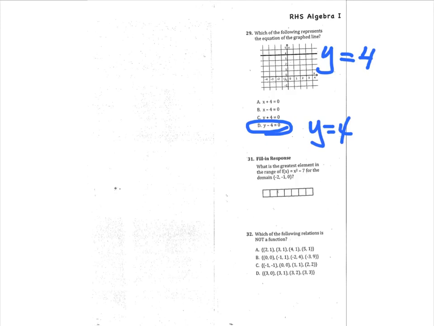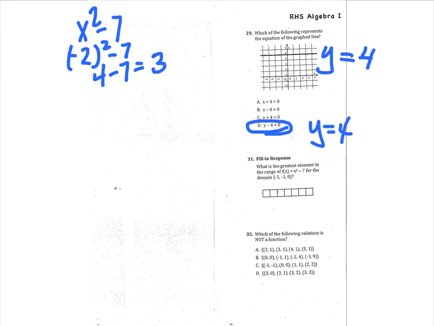For number 31, we have two things going on. You're going to need to substitute -2, -1, and 0 into the function and then determine which one is the greatest. So I'm going to do that off to the side. Here I have x squared minus 7 as my function. I want to substitute in first -2. -2 squared is positive 4, and so that gives me -3. So that was -2.